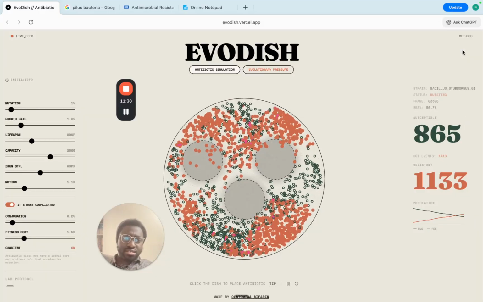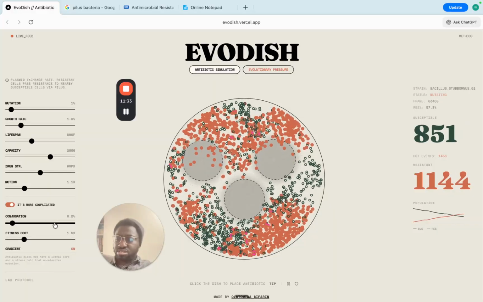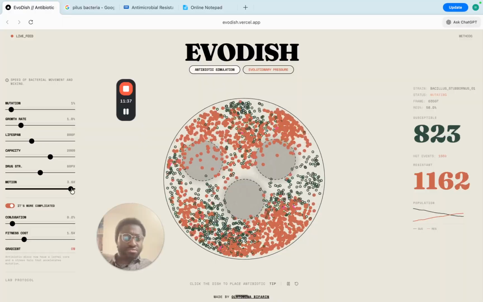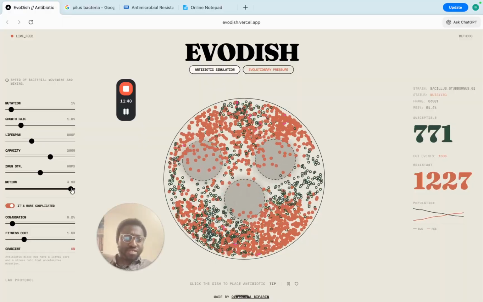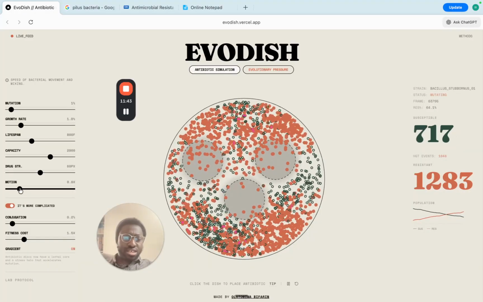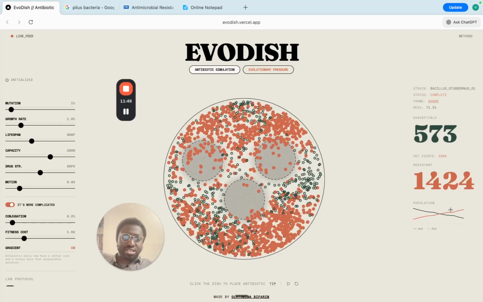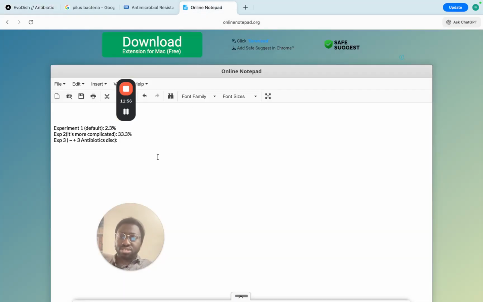Okay, so let's see. Looks like our experiment is still going on. This is the third experiment. And actually, let's now increase the motion so that we get to the point quite faster. Already we're noticing that the population of the resistant strains is higher than the population of the susceptible strains. So 71%, 71%. So this is just a directionally accurate presentation of what these antibiotic pressures could look like using this simulation.